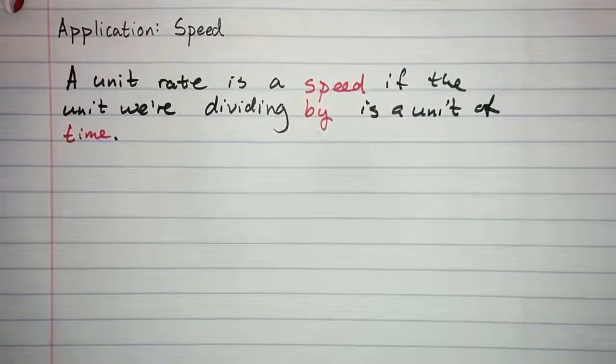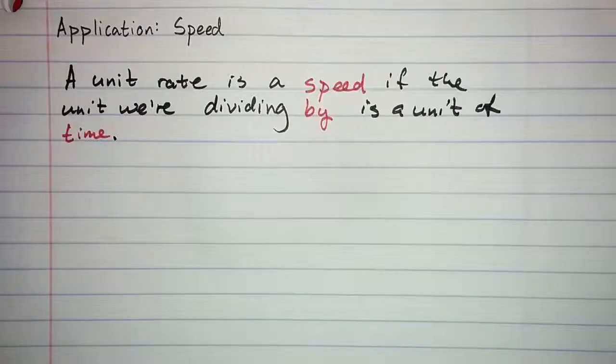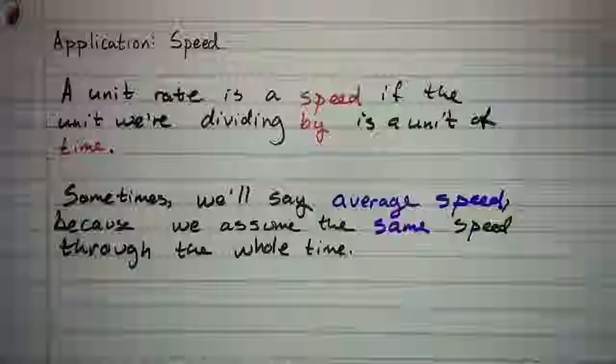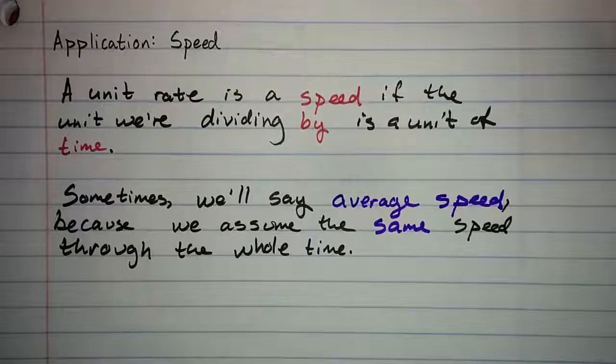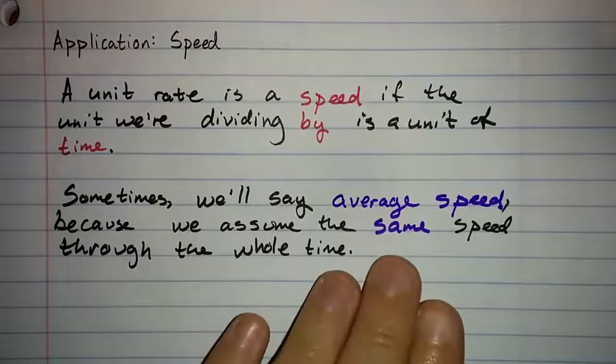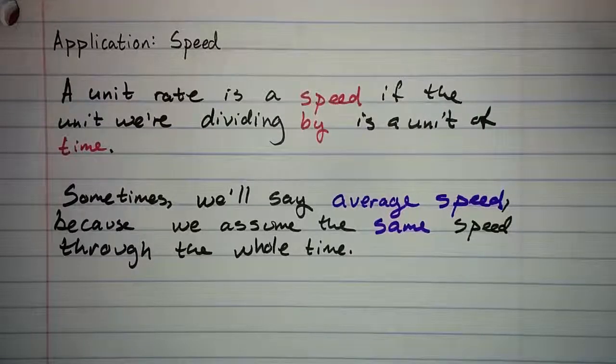A place we'll commonly encounter unit rates is as speeds. Now, when is a unit rate a speed? A unit rate is called a speed if the unit that we're dividing by is a unit of time, so hours, minutes, seconds, days, years, whatever. And sometimes when we're talking about a unit speed, we'll mention that it's an average speed. Not because we're adding a bunch of things up and dividing by how many, but because we're assuming that it's the same speed through the whole time, even though that might not make very much sense.